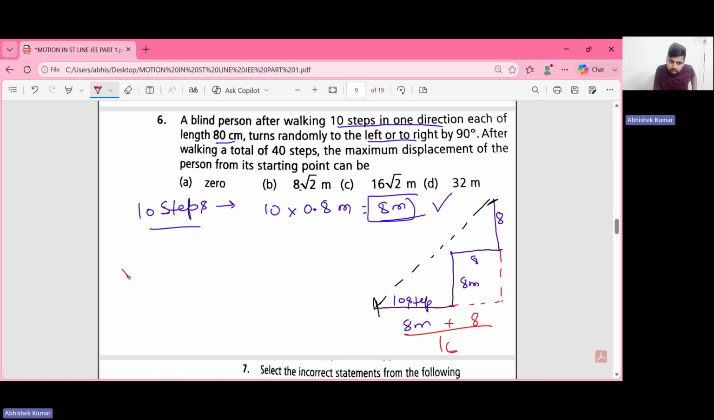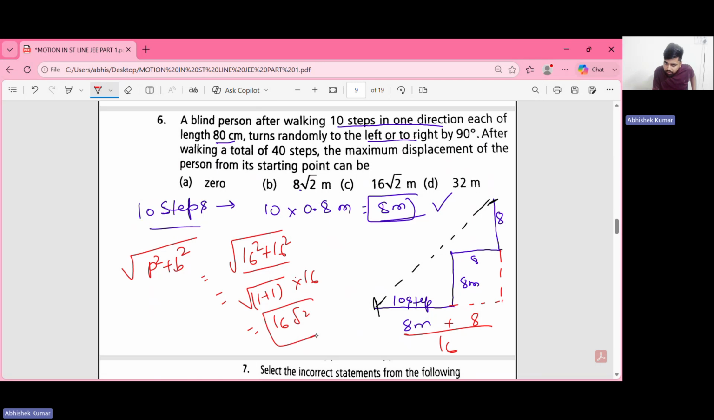So Pythagoras theorem: root under p square plus b square. Meaning root under 16 square plus 16 square. If you see here 16 square plus 16 square, 16 is common, so 1 plus 1, and 16 comes outside. So basically it is 16 root 2. You can solve it, you will get the same answer that I have got here. Is it clear to all? I hope you got what I want to say.